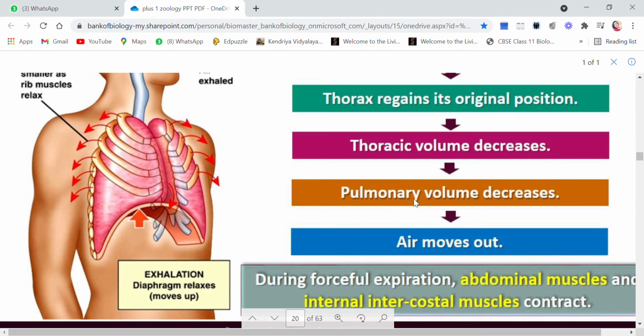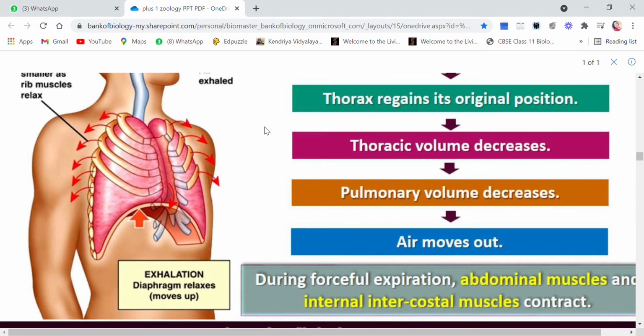The pulmonary pressure increases. The pressure will increase. Why? Because the volume has decreased. Again the pulmonary volume has decreased and the pressure has increased. So now the pressure inside is high in comparison to the pressure outside. So what will happen? The air will move out.